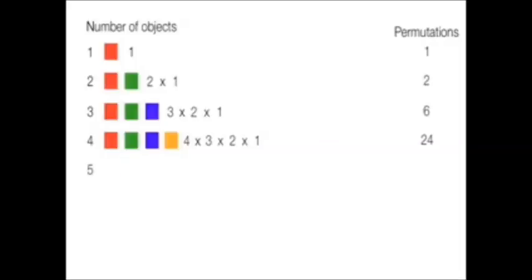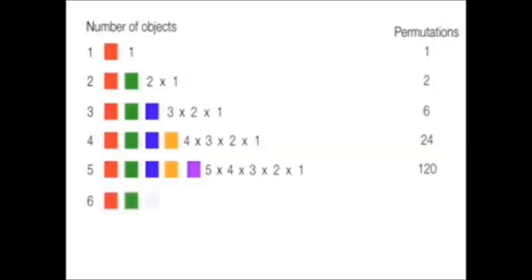Now I have 5 objects, or n is equal to 5. And I take 5 times, you guessed it, 5 times 4 times 3 times 2 times 1. And this is equal to 120. And now imagine I have 6 objects. You probably understand now it's going to be 6 times 5 times 4 times 3 times 2 times 1. And this is equal to 720 permutations.